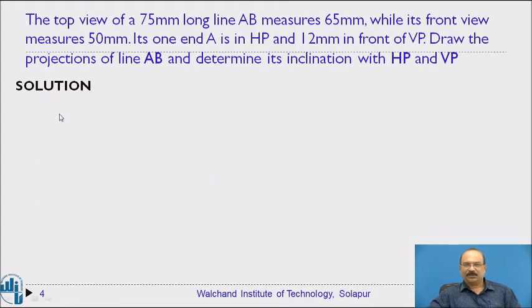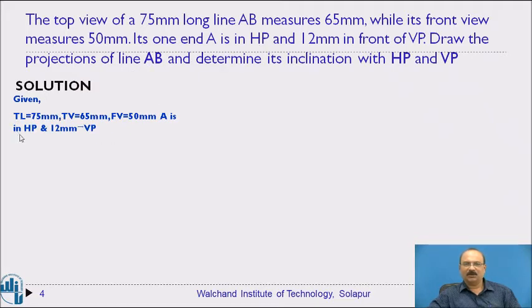Now the actual solution for this problem. The given condition is: the top view of a 75 millimeter long line. So the true length is 75 millimeter. The top view length is 65 millimeter, while its front view measures 50 millimeter. The front view is given as 50 millimeter, and A is in the HP.